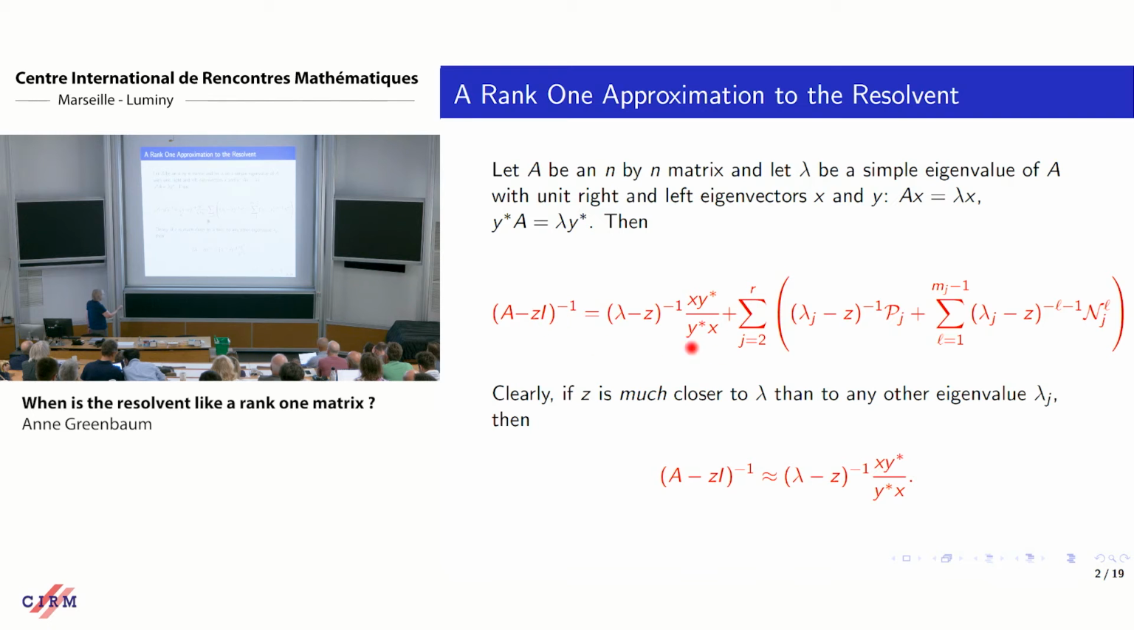That's the projection onto the eigenspace, the eigenvector associated with eigenvalue lambda. And then there will be projectors onto the other eigenspaces. And if there are Jordan blocks, there will be some nilpotent matrices in here as well. But the important thing is, if z is much, much closer to lambda than it is to any of the other eigenvalues, then this term will certainly dominate. And in that case, (A minus zI) inverse, the resolvent, will be approximately equal to the rank 1 matrix (lambda minus z) inverse x y star over y star x.